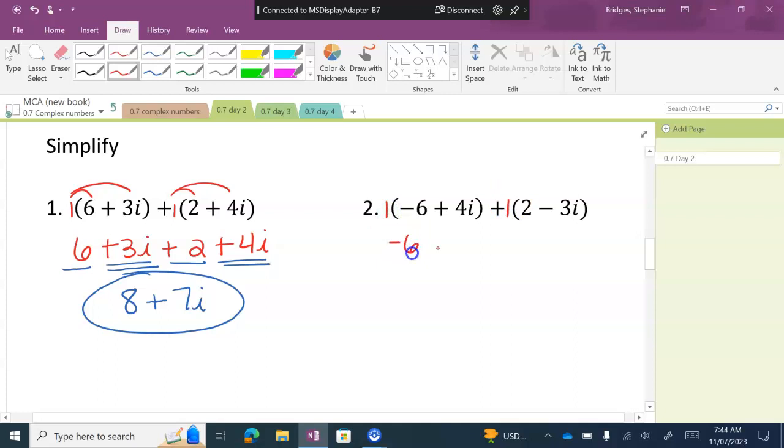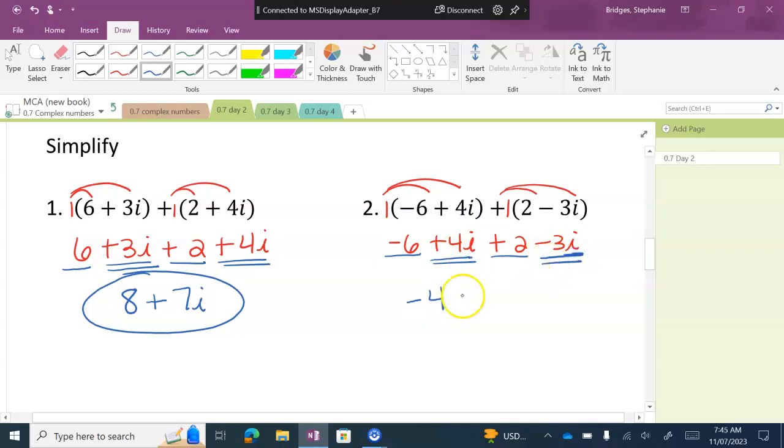So this is going to be -6 plus 4i because a positive 1 doesn't change anything. Same thing back here. It's going to be a +2 and a -3i. And then we combine our real parts. What's -6 plus 2? -4. And then our imaginary parts, +4i and a -3i are going to give me a +1i. And we cannot combine those, so we leave it just like that.